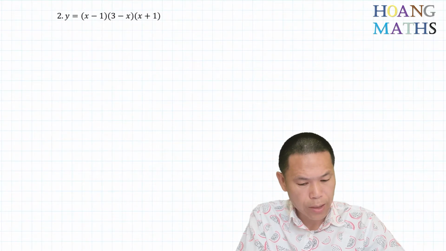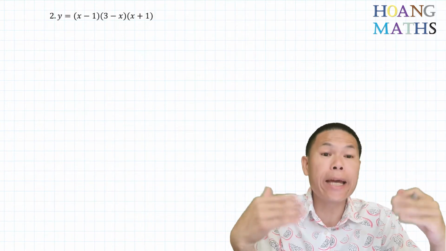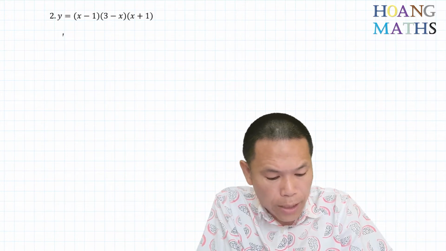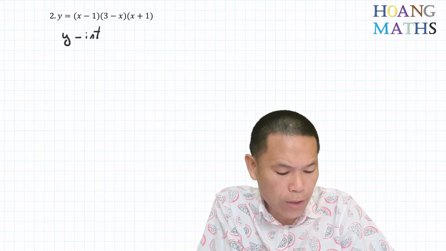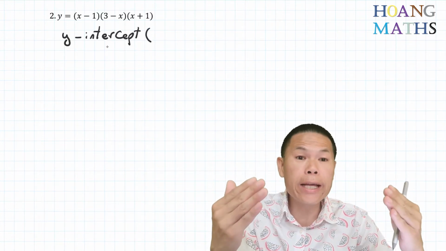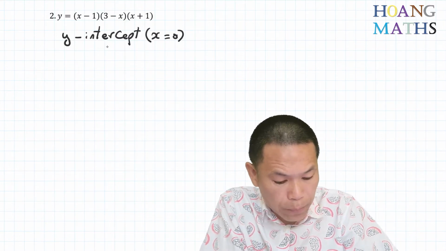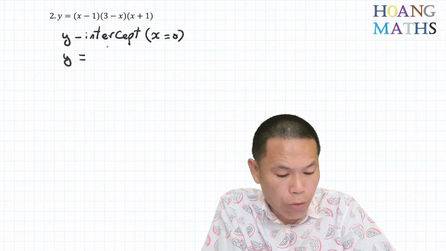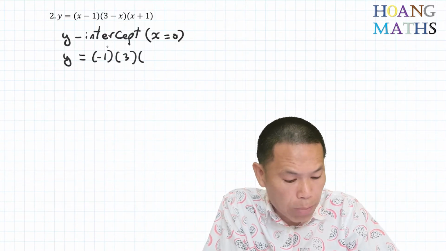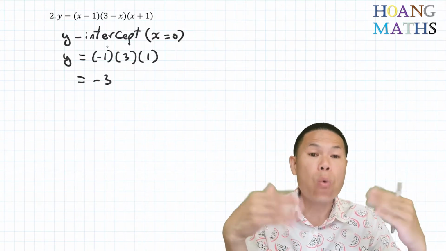Next one. Let's say we have y is equal to x minus 1, 3 minus x, and x plus 1. Again, we just need to follow the steps. Step number 1, I can write y-intercept or x-intercepts first, it doesn't really matter. So y-intercept. That means when x is equal to 0. So y is equal to 0 minus 1, which is negative 1, and 3 minus 0 is 3, and 0 plus 1 is 1. So that will give me negative 3. So that is the y-intercept.